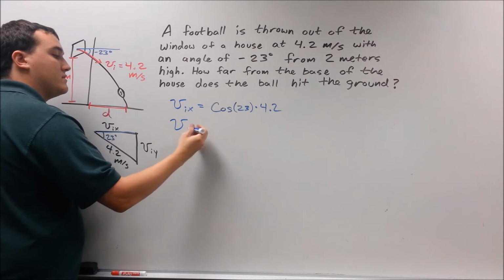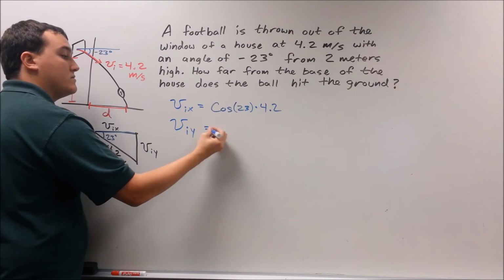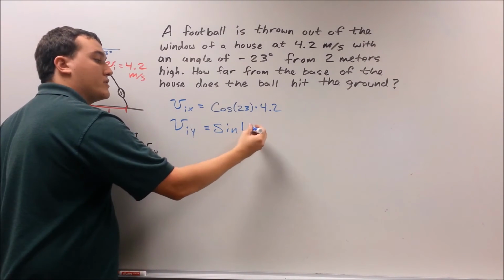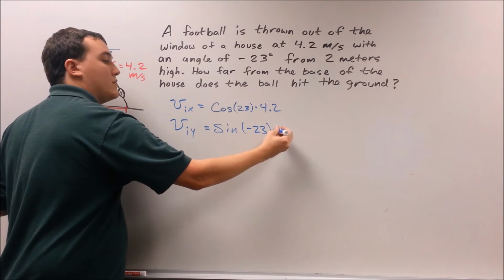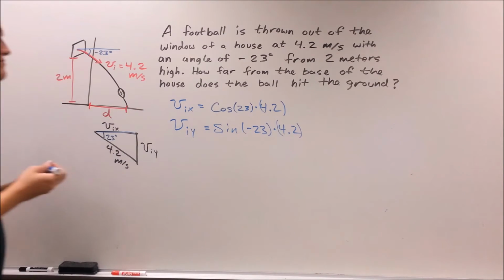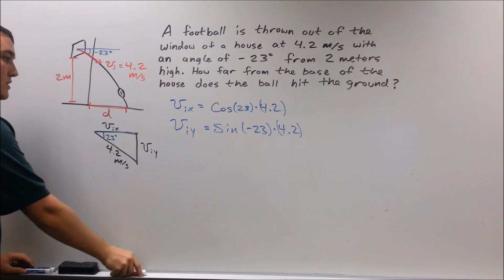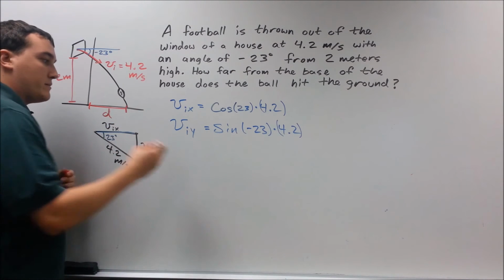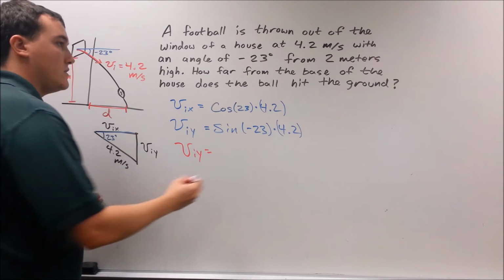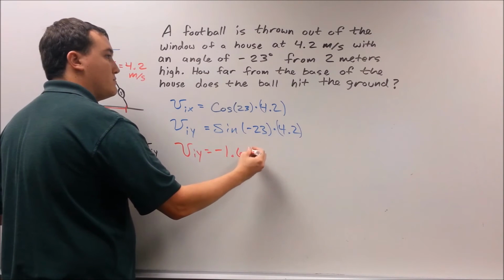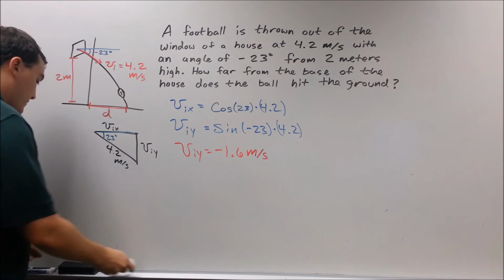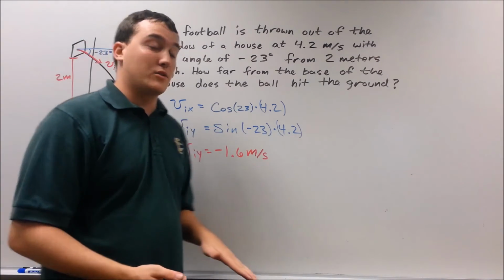The initial velocity in the y direction is sine. You can use negative 23 degrees times 4.2. This is the one we're going to be using immediately. So we need it. Viy equals negative 1.6 meters per second. Now we have a few steps here. First thing we want to find out is how long it takes for it to hit the ground.